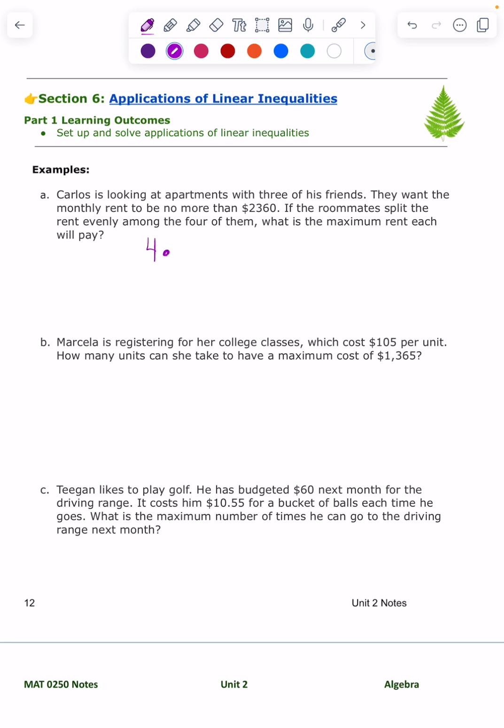So I'll call that X, so that when I split it amongst 4, or 4 times whatever that amount is, it's no more. In other words, it's less than $2,360. So I just need to divide both sides by 4, which you might have instinctively known without setting it up. So I have to do the long division over here.